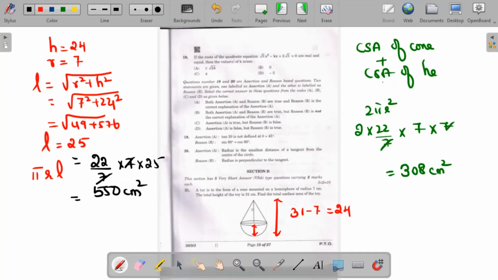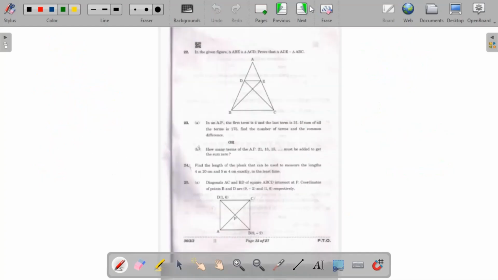Now they asked what is going to be the total surface area of the toy, which means we are going to add this 550 along with the 308 that we computed. So this is going to be 858. So the answer is 858 centimeter square. Now let's move on to the next question.